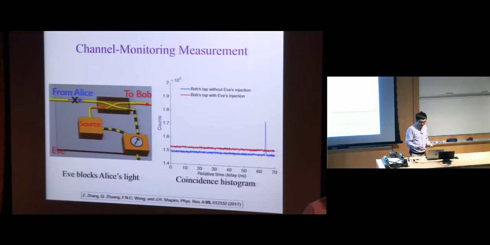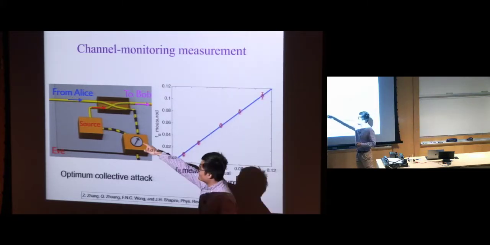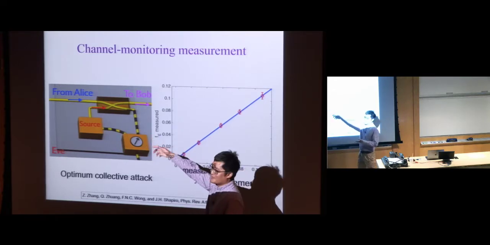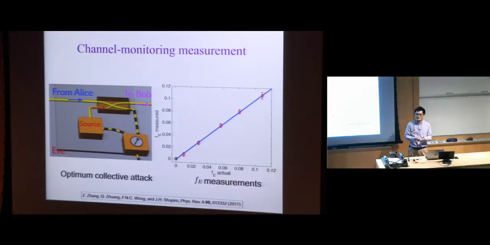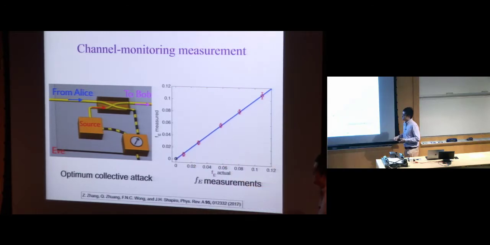But as a smart Eve, she would choose to inject some of her signal and mix that with Alice's signal and inject them all together to Bob. Okay? And even in that case, our channel monitor can quantify, in terms of the portion of all the light Bob receives, how much light comes from Alice and how much light comes from Eve, and from that parameter, we can use quantum information theory to derive the key rate.